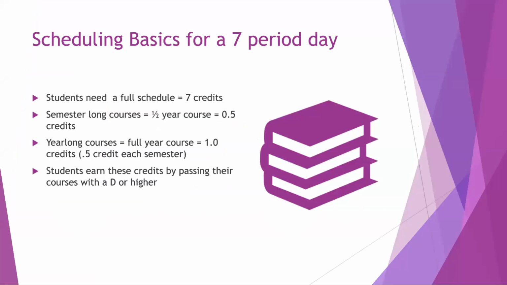Specifically, what we need students to do in the next few weeks is to make sure that they have a full schedule of 7 credits. This can be a combination of semester-long courses, each of which equals 0.5 credits, or year-long courses, which equal 1 credit. Keep in mind that by passing a class with a D, students will earn credit and make progress towards graduation.